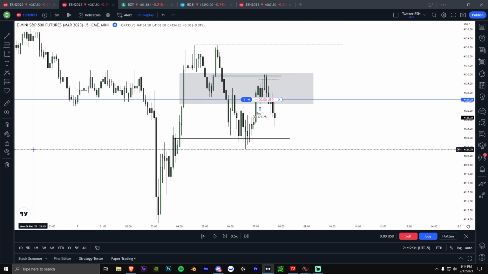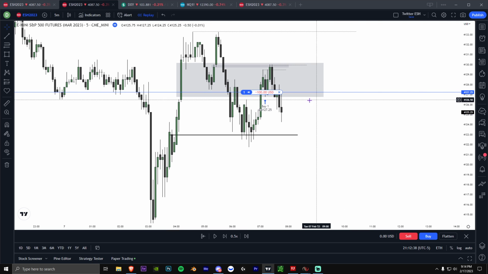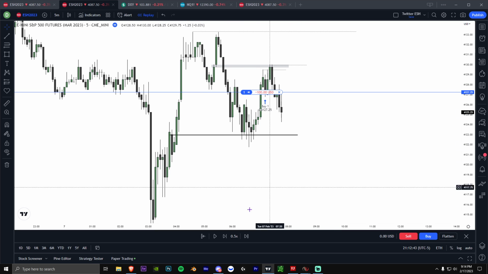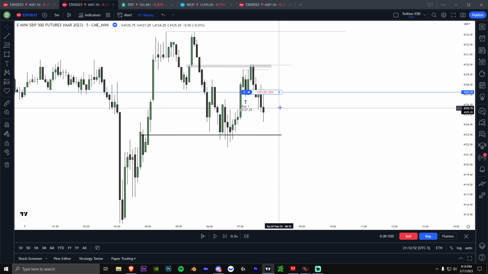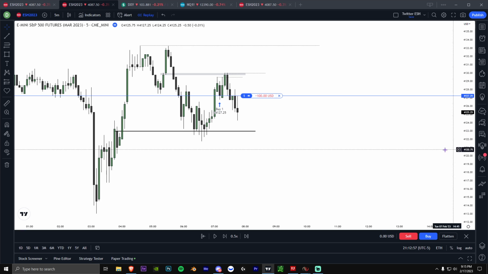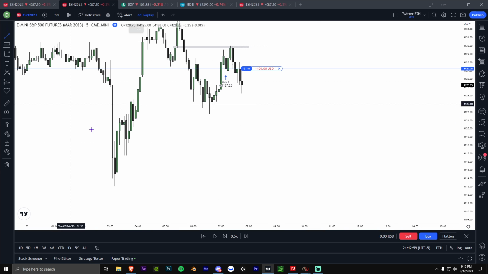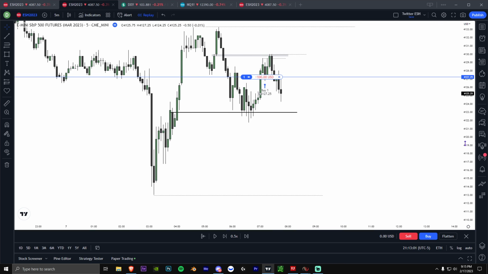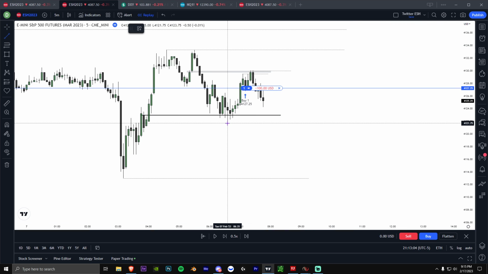Why? Because you saw it happen? Yeah, but what makes you short in this situation? This old volume imbalance that wasn't used? Yeah, I guess you're right. And then where would your target be? This low? Right here? Yeah.